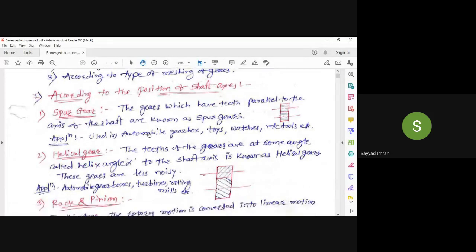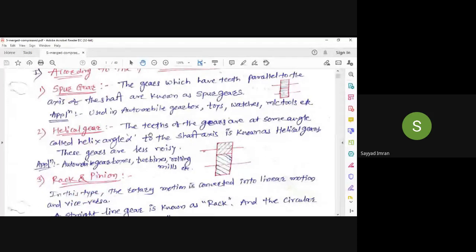Now we have seen spur gear, that means the gears which have teeth parallel to the axis of the shaft are known as spur gears. Next is helical gear. Here the teeth of the gears are at some angle, and this angle is called the helix angle.